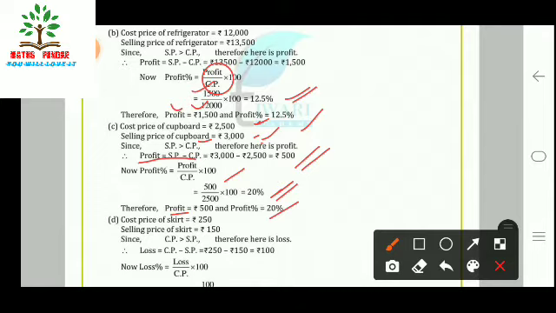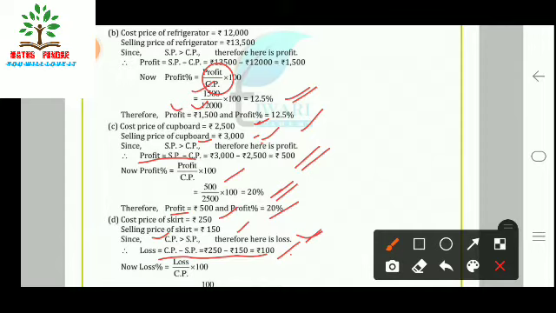Now in the D part, what is given? The cost of the skirt is given as rupees 250 and the selling price of the skirt is given as rupees 150. So we can see here that SP is smaller than CP, or we can say CP is greater than SP. So it means we have a loss. So loss is equal to CP minus SP. That means rupees 250 minus 150, which is equal to rupees 100.